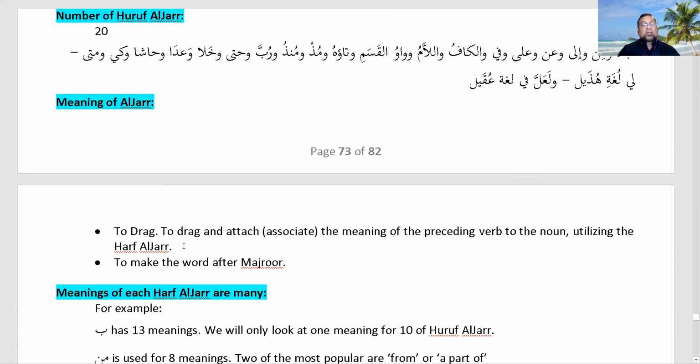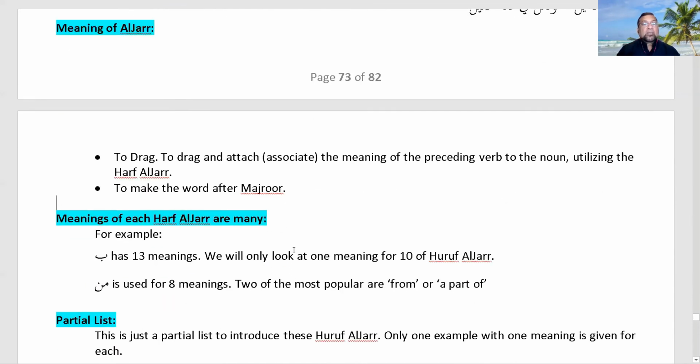Of course, AlJarr also is used to mean another meaning in grammar here. So that's the technical meaning. Grammatically, what it means is to make the word after it majrur, which is generally to put a kasra, and of course we know there are many forms of jar, or many signs of jar. So that's the meaning of AlJarr.